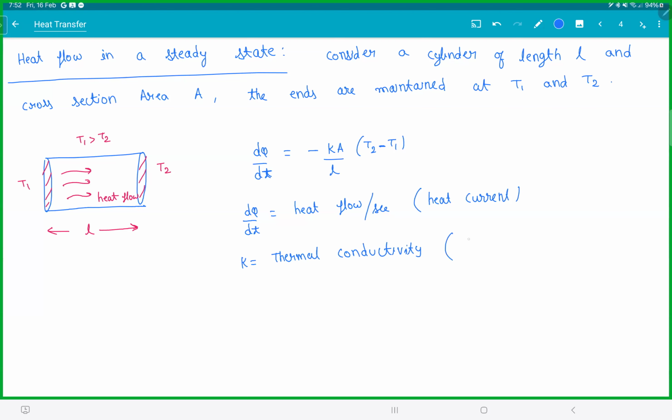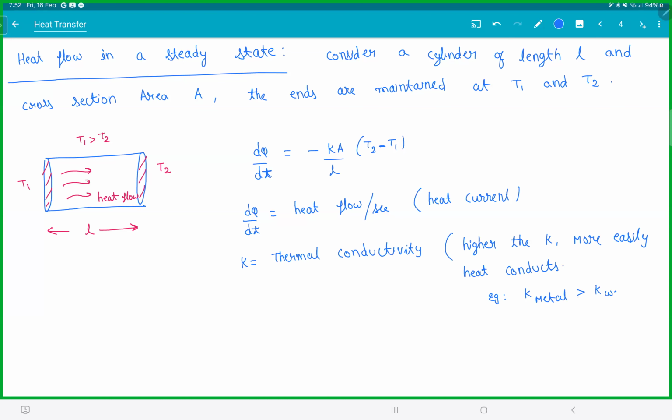But the physical significance is, the higher the K, the more easily heat transfers. So it is like conductance. Resistance is like what? Opposition. K is like conductance. The higher the K, the more easily heat conducts. Example, K of metal is greater than wood.